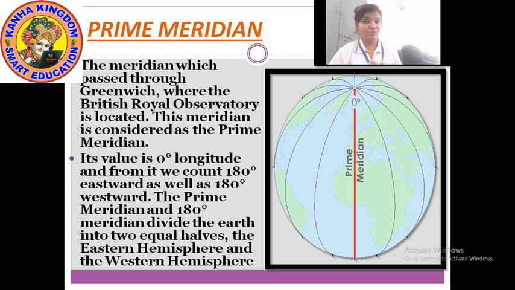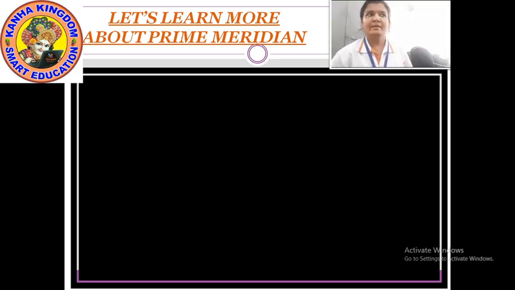I think so. Now I'll show you a clip. In that clip, the prime meridian is explained more briefly. Okay? So now all the confusions which you have will be cleared. So let's move to the clip. Now here is a clip of the prime meridian. Okay? Now look at the clip and try to understand.